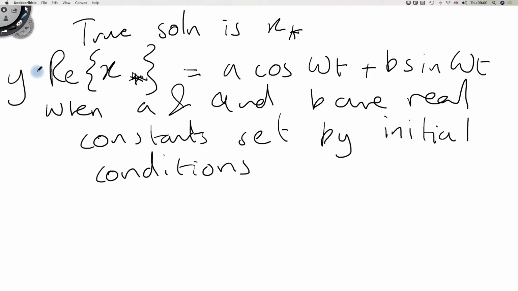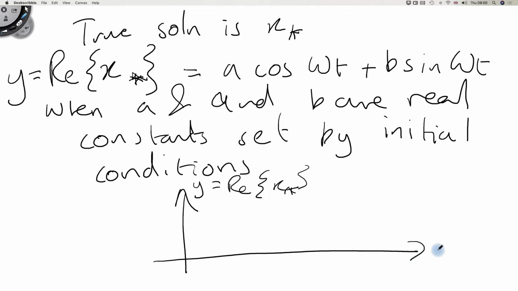So I'm going to call the real part of x star y for convenience. So what we're thinking of is y, which is the real part of x star, is a solution in time which has some initial conditions which set these constants little a and little b, and then off it goes, oscillating in time. So whilst it's quite quick to see, when you use the minus lambda on the right hand side that we've done before, that it's exponential decay, it's just a few more steps to realize that when you're solving e to the i omega t algebraically, you're actually solving this thing.